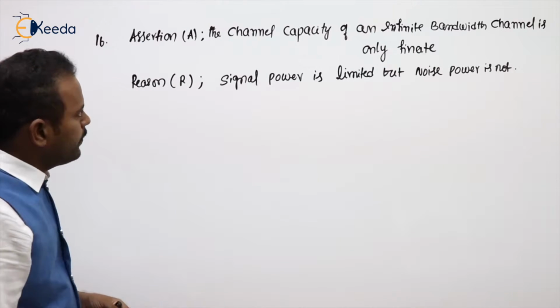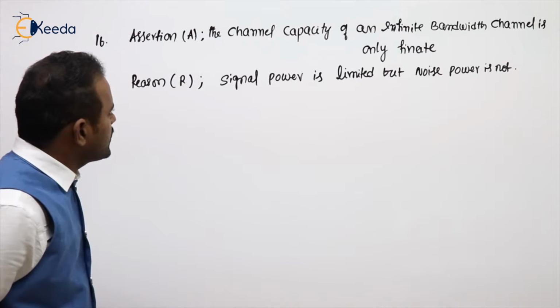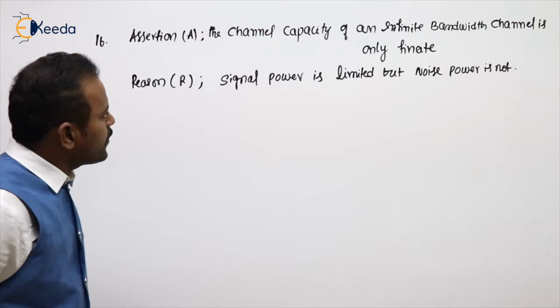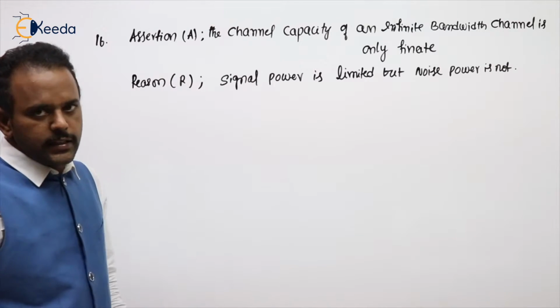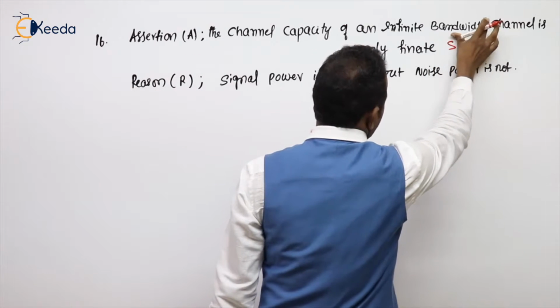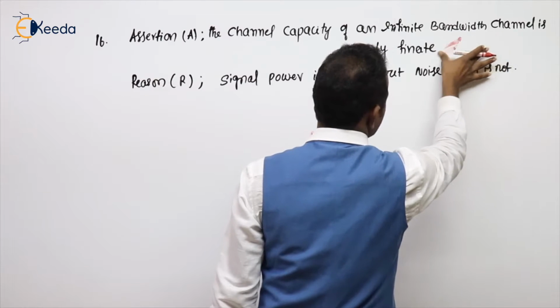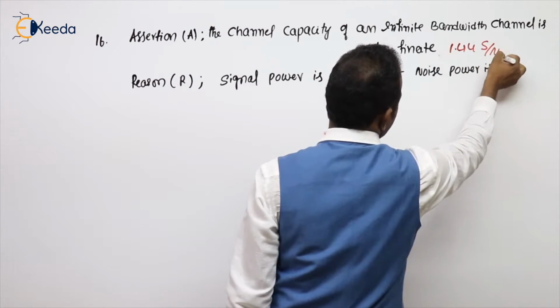See the next problem. It is also an assertion-reason type of question. What is the assertion given? Channel capacity of an infinite bandwidth channel is only finite. We have already seen the Shannon limit also. What is the channel capacity we got? Channel capacity we got as 1.44 S by N naught.